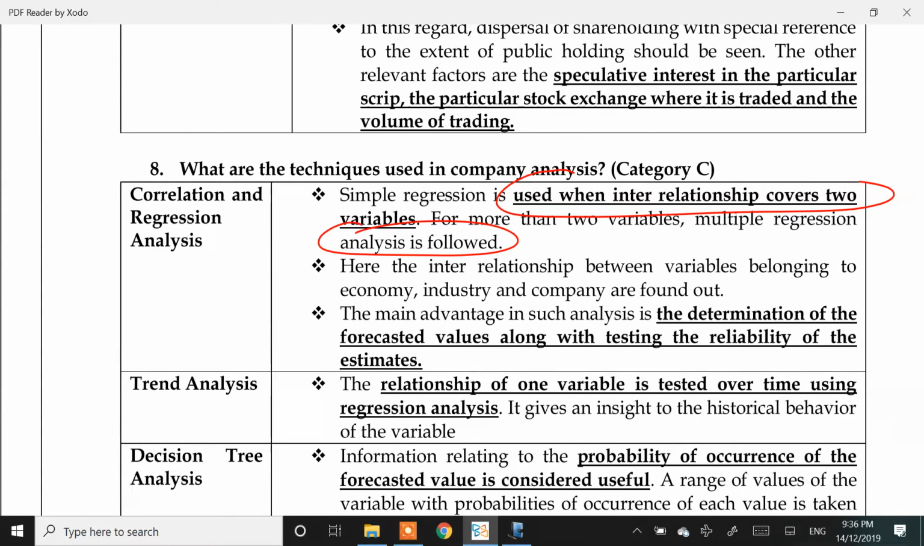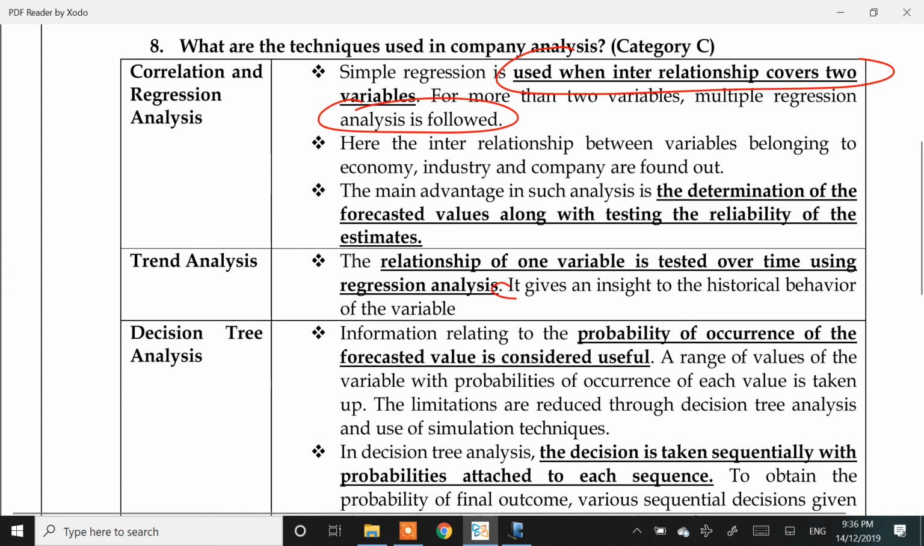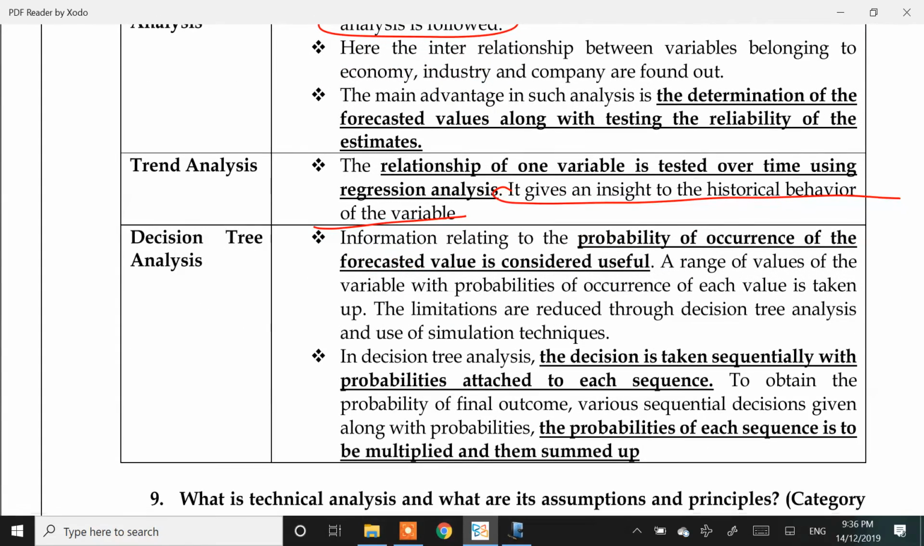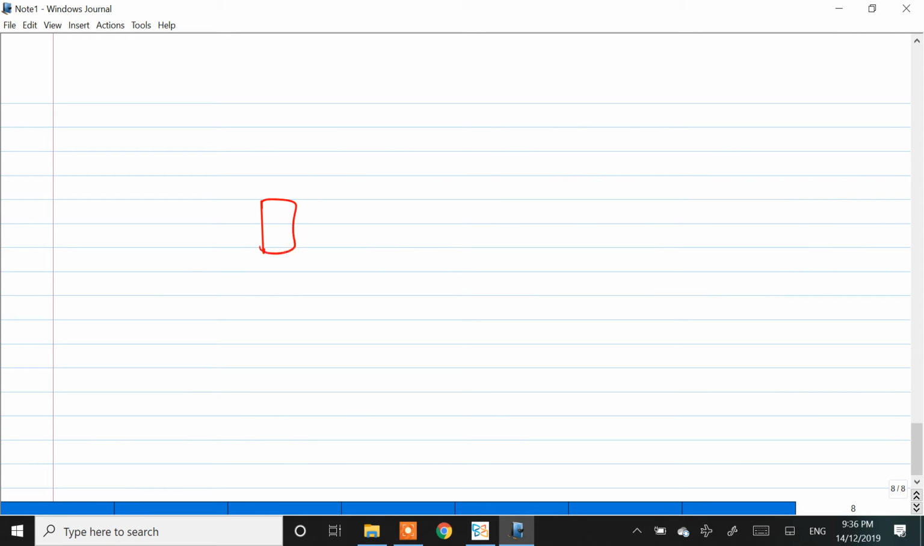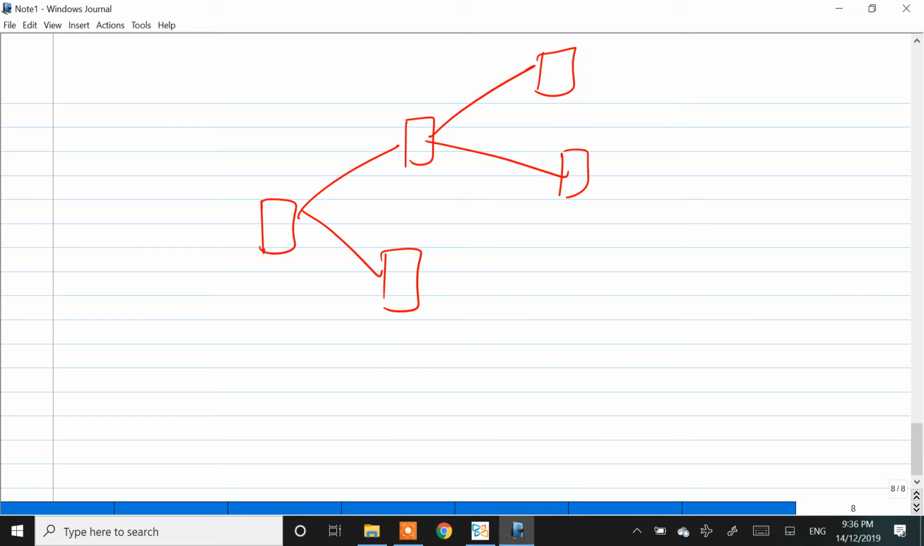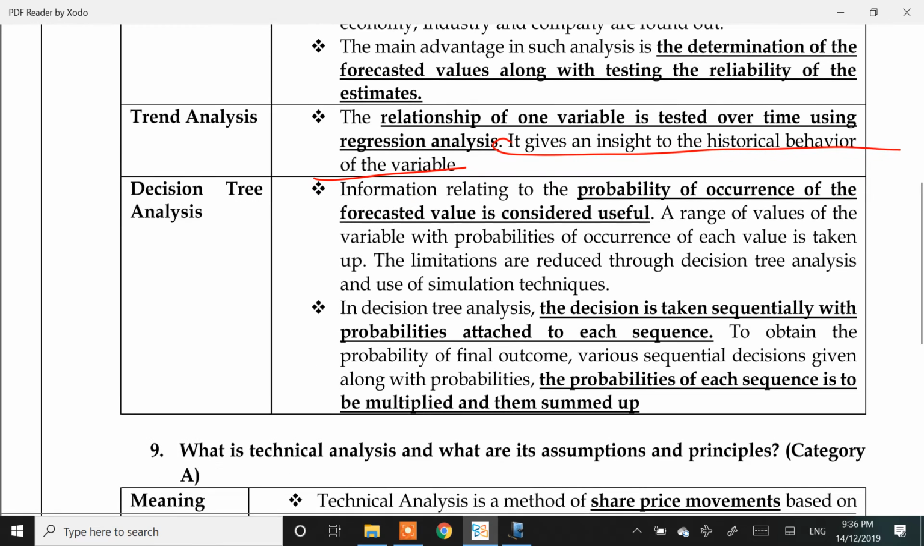Second part is trend analysis, looking at the past performance and predicting how the future is going to be. So it gives an insight on the historical behavior. The third part is your decision tree analysis. Decision tree is you try to find out what can happen. This is how your decision tree works. Then again, look at what can be the different things which can happen. The company can grow at maybe 5%, it can grow at 10%. Next year, if it goes at 5%, it can even go up to 10-15%. Somewhere trying to find out probability of occurrence, and decision is sequentially attached to each sequence, and you finally try to value this. So this is what fundamental analysis is all about.